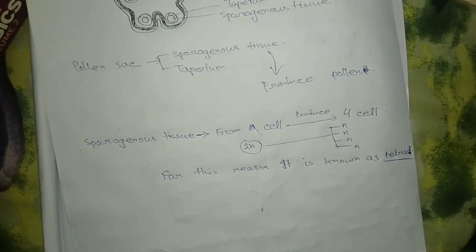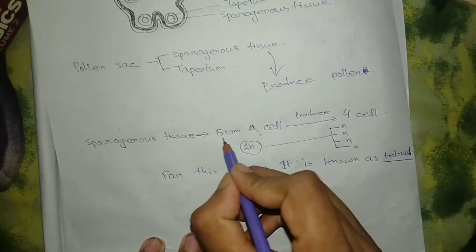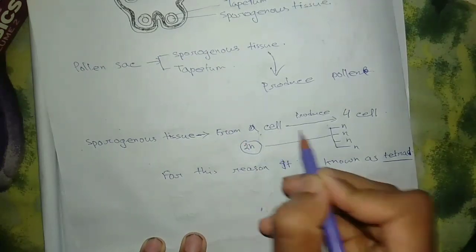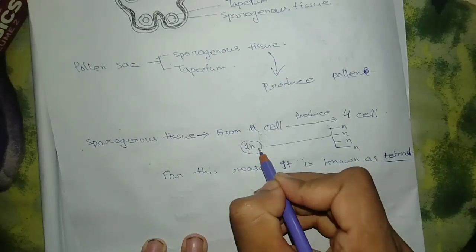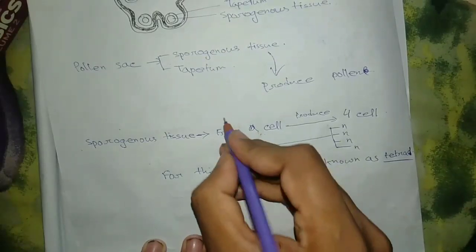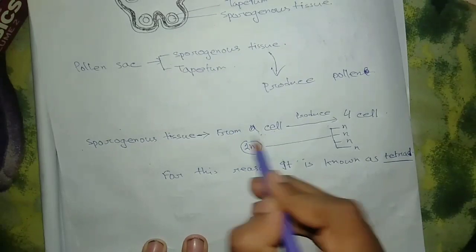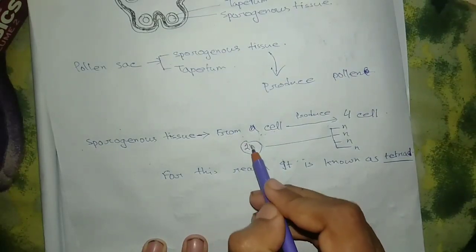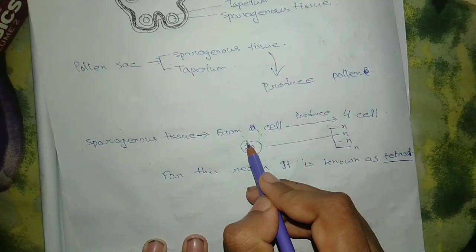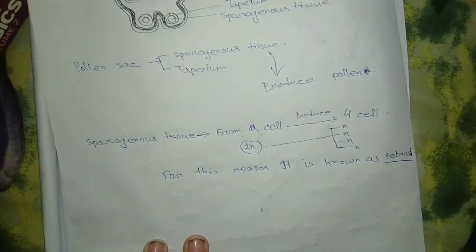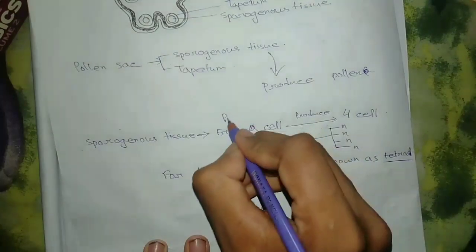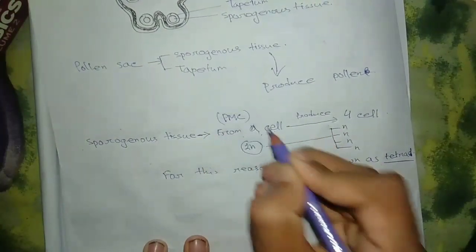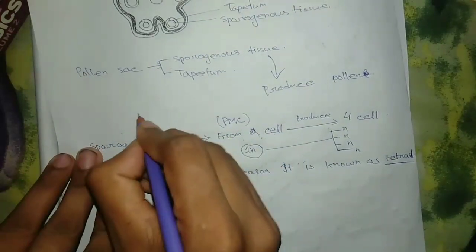In microsporogenous tissue, I am talking about a cell. A cell means a cell which is diploid. This diploid cell is known as PMC, pollen mother cell.